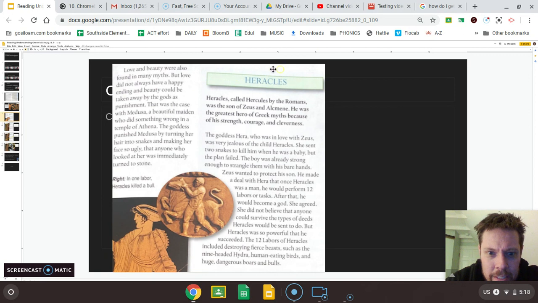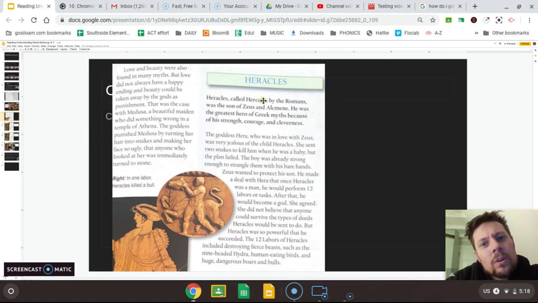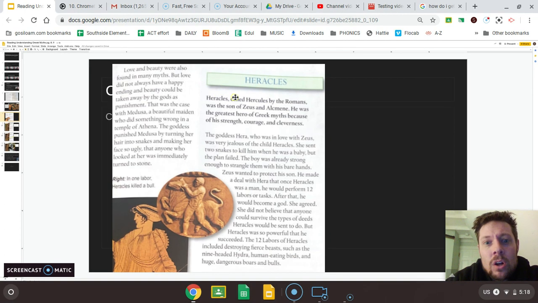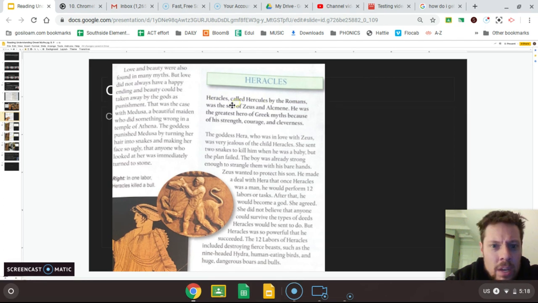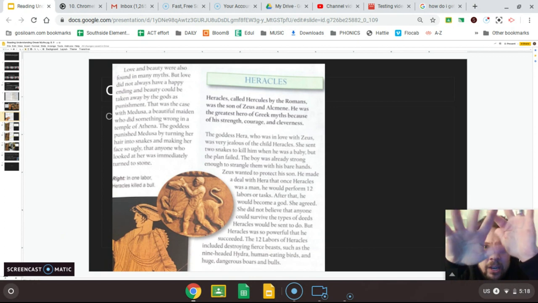Alrighty. Heracles. Heracles, which you've probably heard Hercules. Same one. Heracles, the Greeks, called Hercules by the Romans, was the son of Zeus and Alcmene. He was the greatest hero of Greek myths because of his strength, courage, and cleverness. The goddess Hera, who was in love with Zeus, was very jealous of the child Heracles. She sent 2 snakes to kill him when he was a baby, but the plan failed. The boy was already strong enough to strangle them with his bare hands. Not bare hands, but bare hands, no gloves.